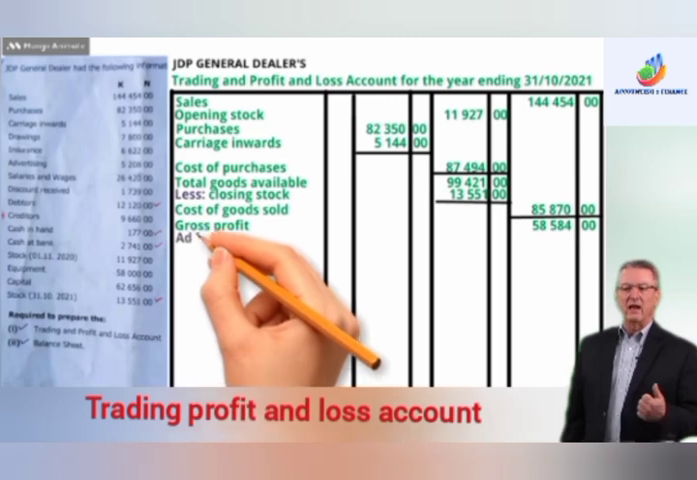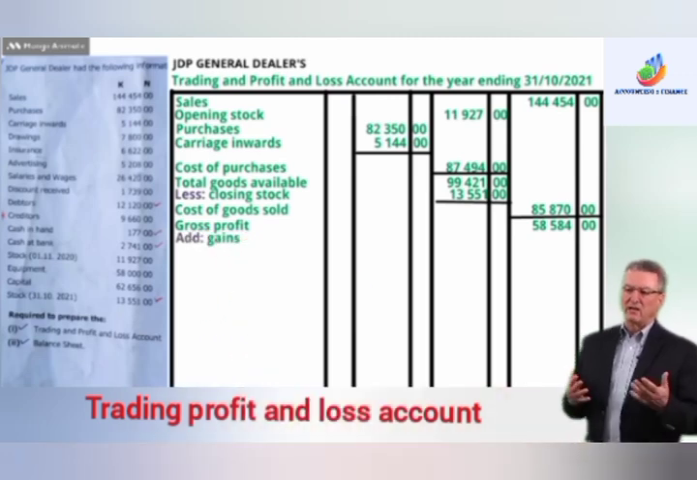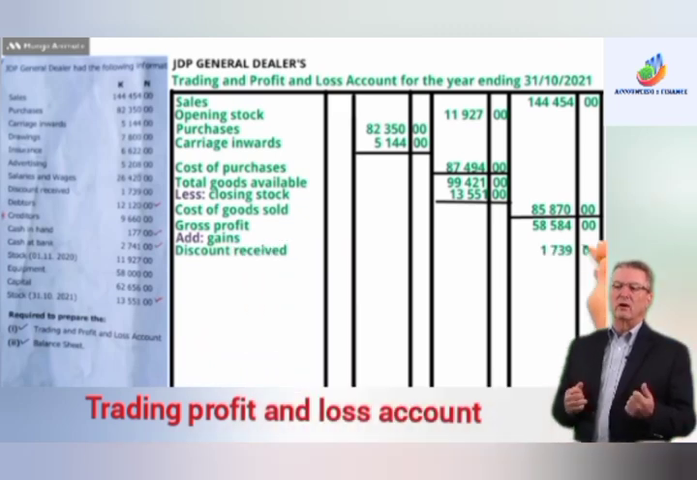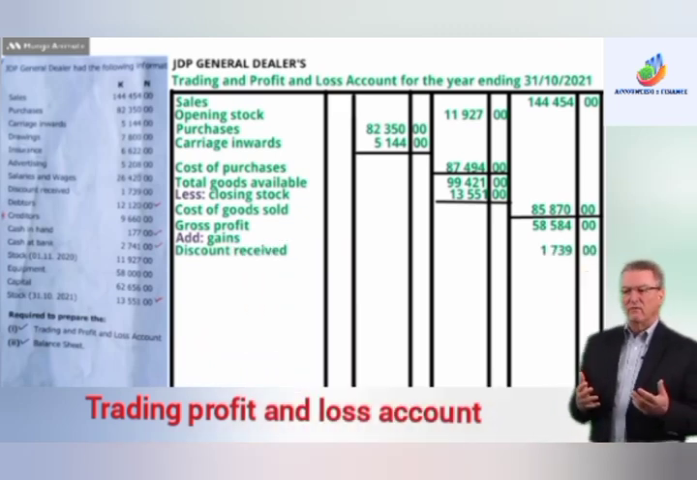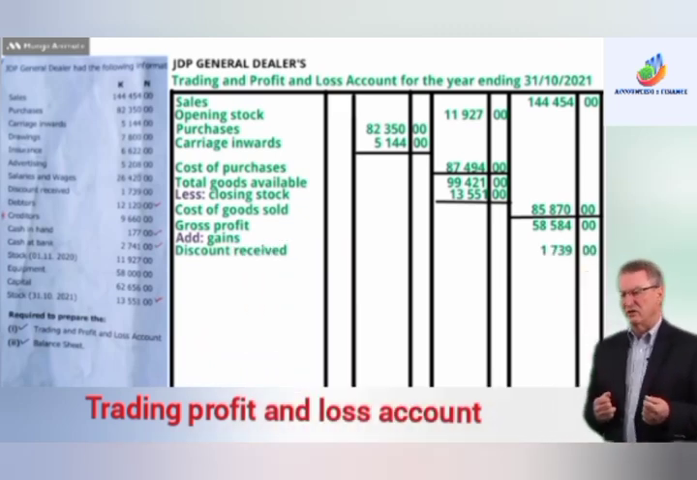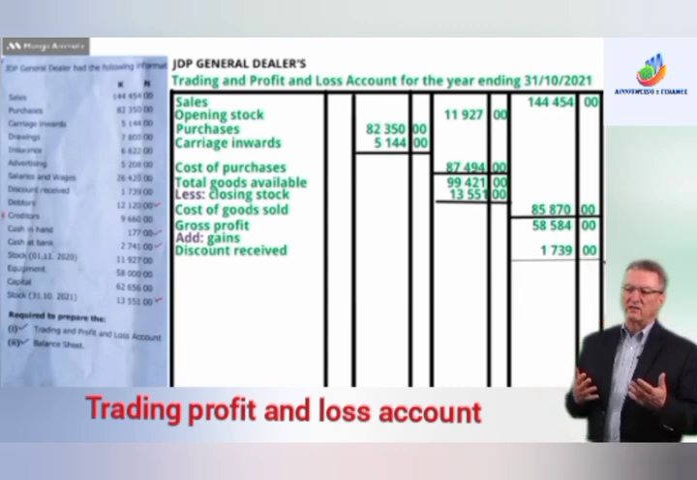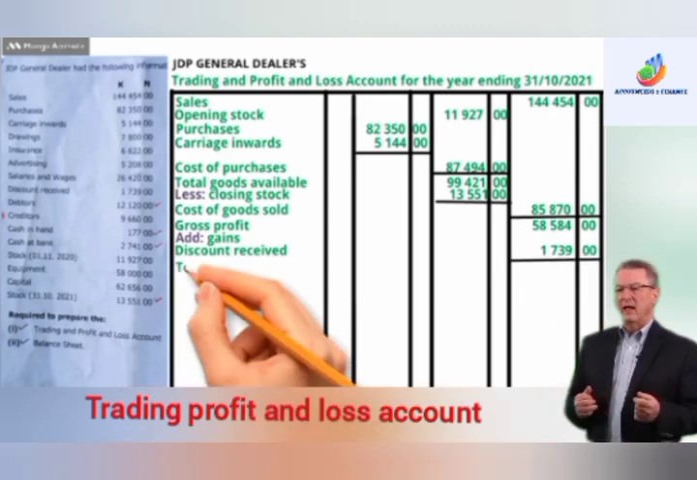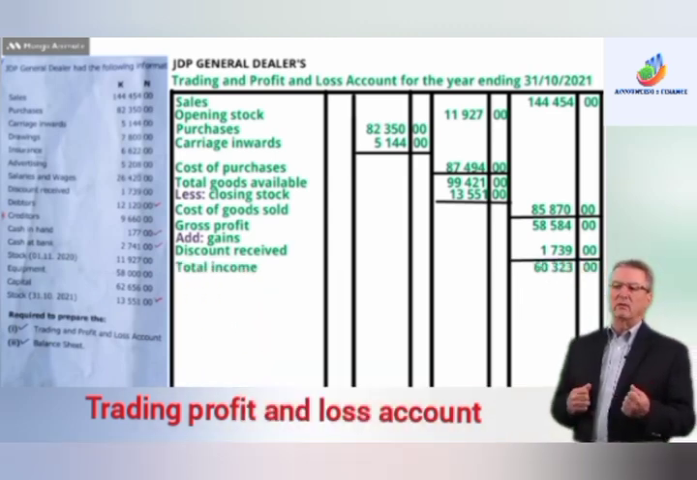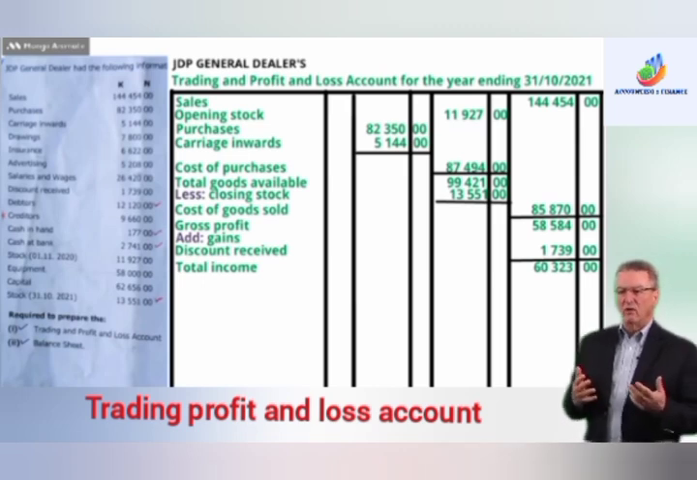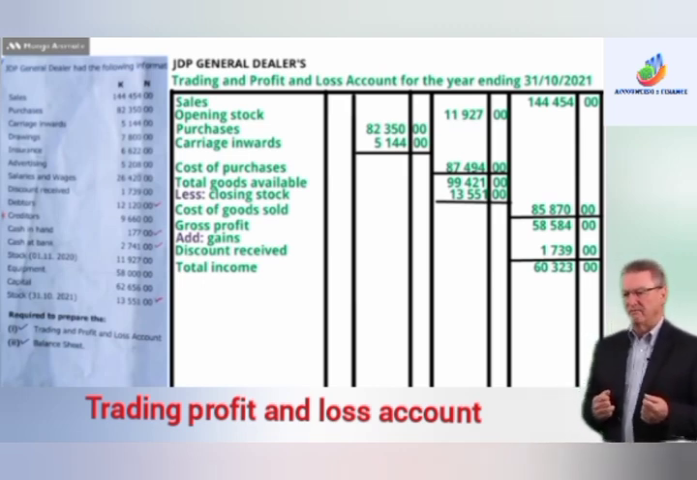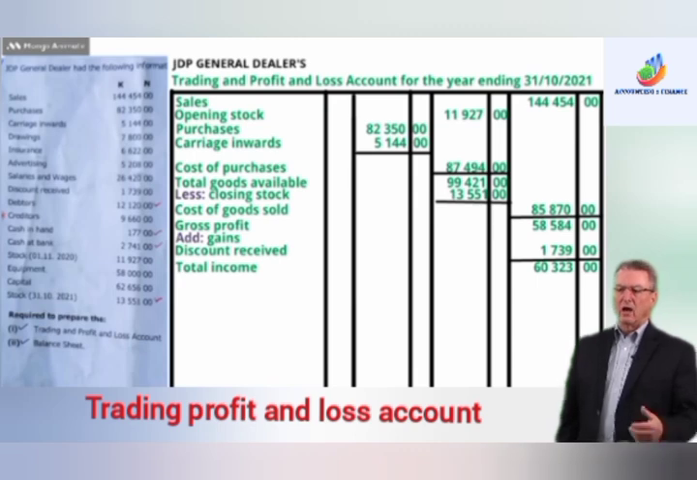After that, we add the gains. So how much are the gains? Discount received, which is 1,739. So we add that to the gross profit, and it's going to give us 60,323. That is the total income.